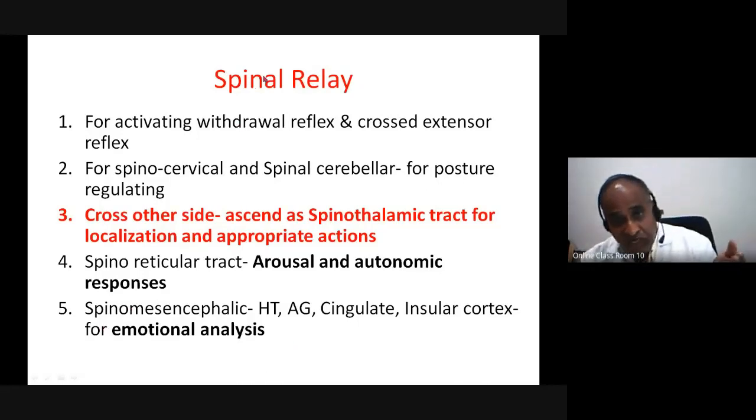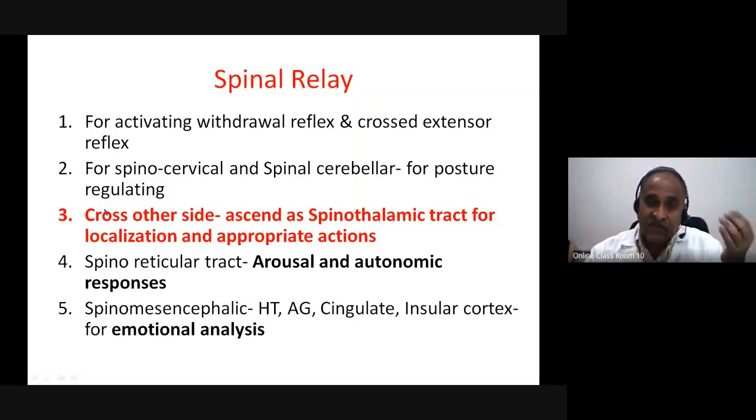So that means I have mentioned so many relays. So they are even a little more than what I mentioned earlier. So that means at least there are 5. The red ones are the primary ones that make you realize the sensation is originating from a particular site in the body.